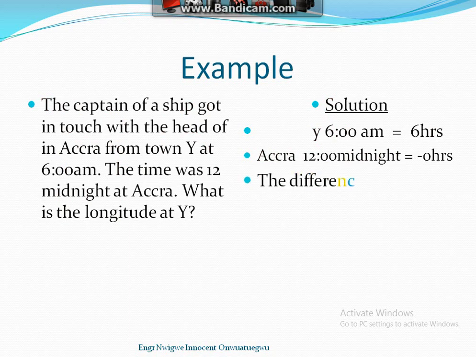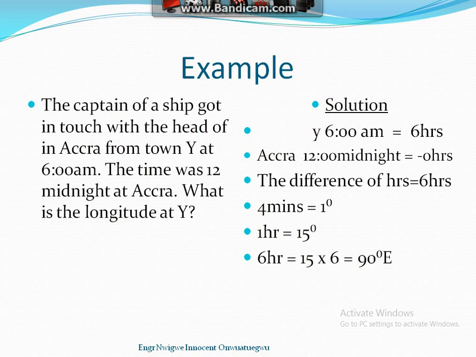The difference in hours is 6 hours. 4 minutes is equal to 1 degree. 1 hour is equal to 15 degrees. Therefore, 6 hours is equal to 15 times 6, which is equal to 90 degrees east.